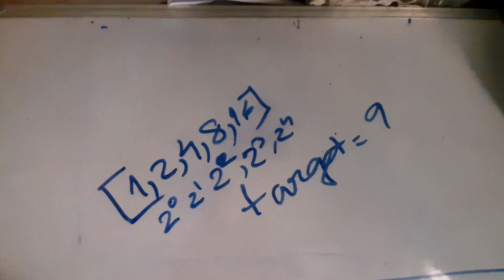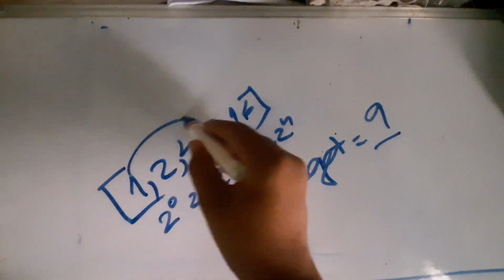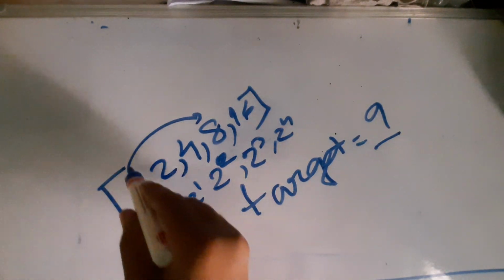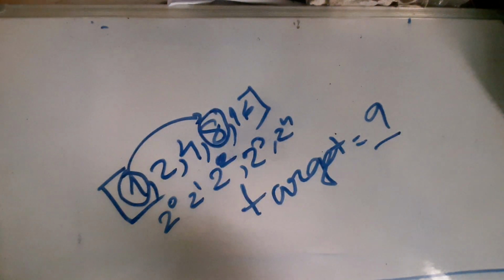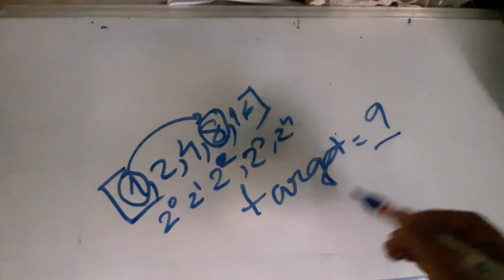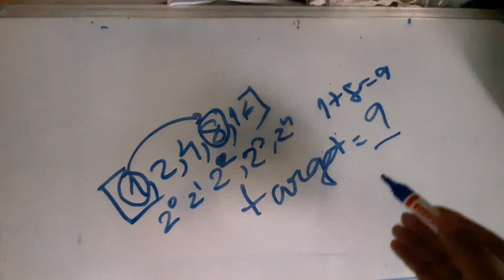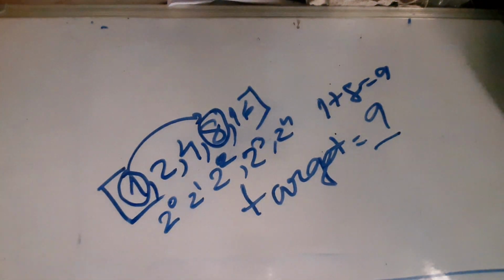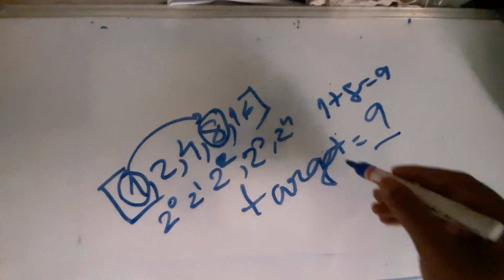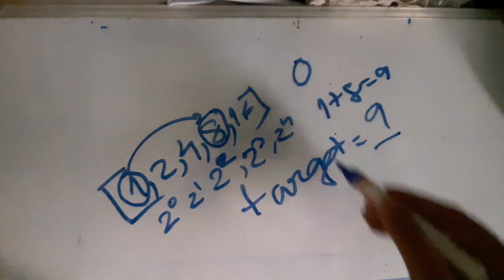What does that mean? Suppose I want to create 9. I can take 1 from here and 8 from here, and this subsequence will add up to create 9. So 1 plus 8 is 9. In that case, we need not make any operation, and we can simply return that without making any operation we are getting the target.